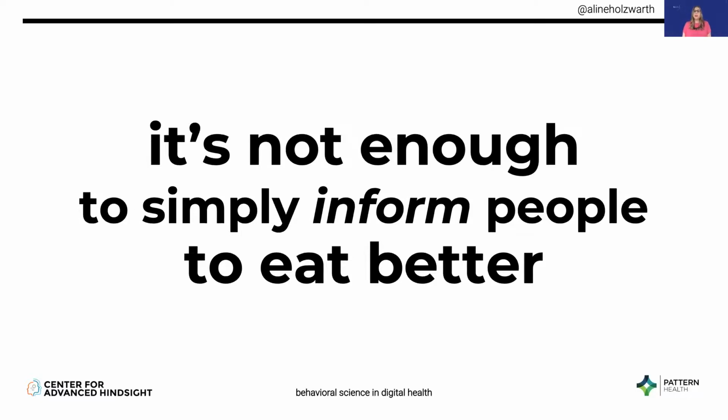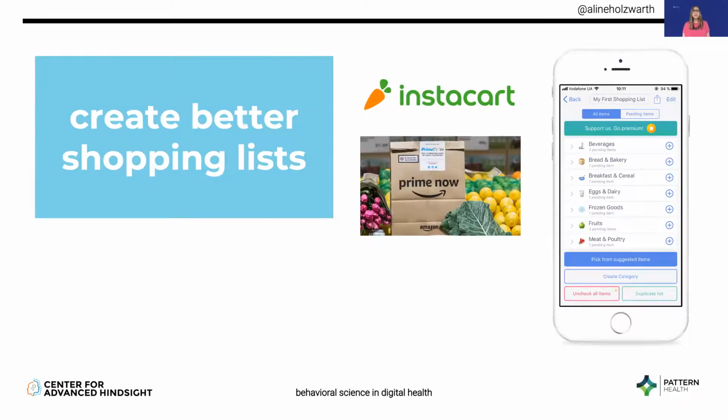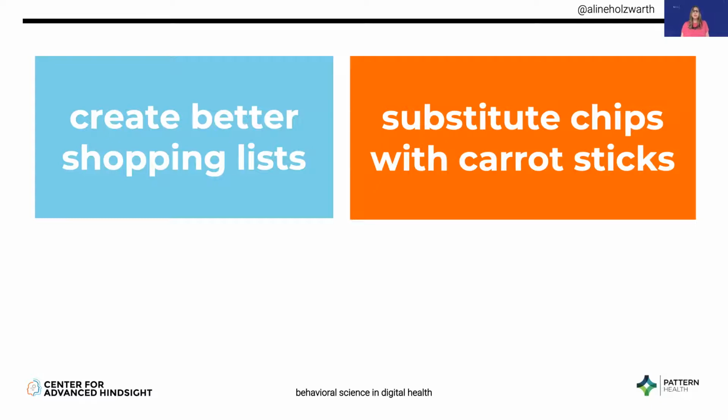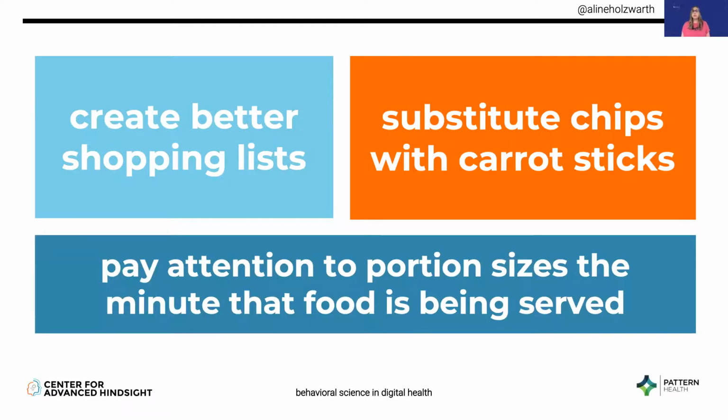If we actually want to help people eat better, we need to intervene in their lives. We need to help people create better shopping lists. We need to help them substitute their chips with carrot sticks. We need to help them pay attention to portion size the minute that food is being served. We need to get up close and personal if we want to help that specific person in their specific situation.